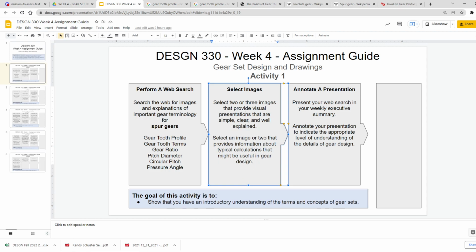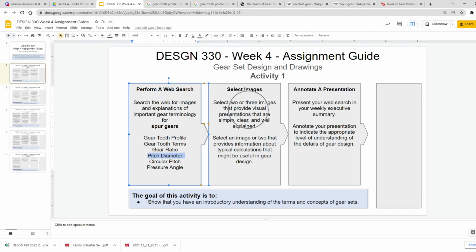You want to know about some of the typical calculations that might be useful in a gear. Remember, these that I looked up for you were only about gear tooth profile. You would want to do the same thing. You don't just stop with one. I would like you to look up all of those. But that's step number 1.